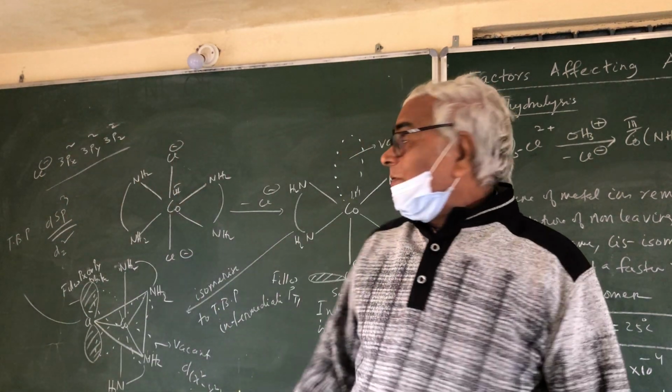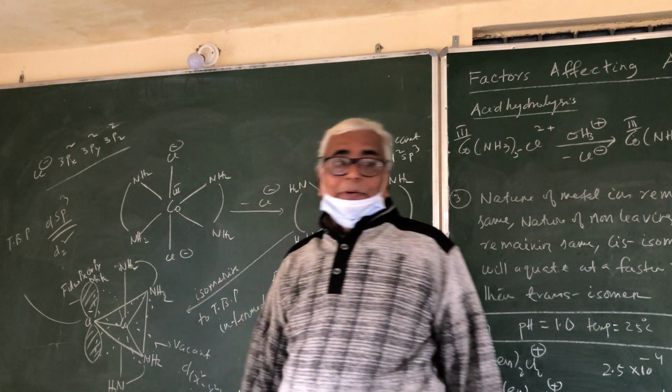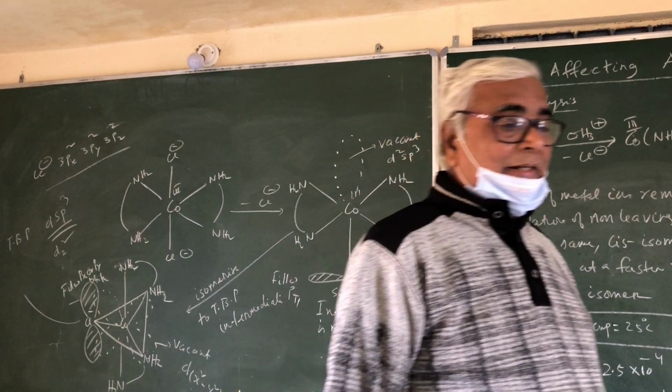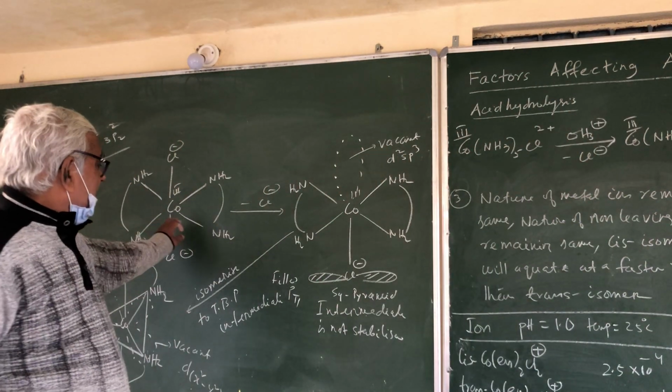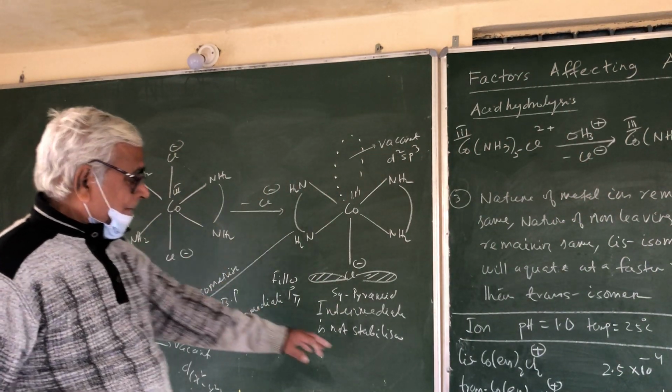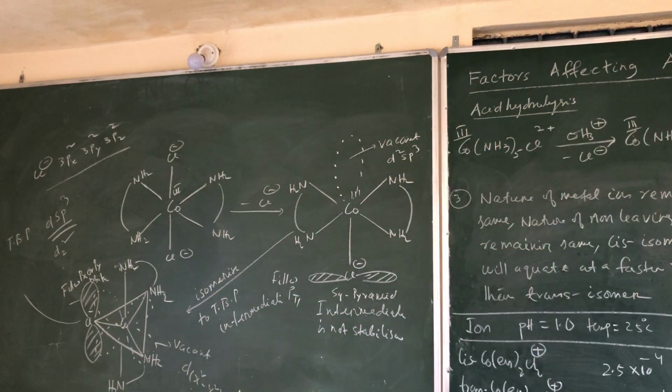But for isomerization, energy is required. From square pyramidal to trigonal bipyramidal intermediate, energy is required. Therefore, a trans isomer will react at a slower rate. Here the rate constant is decreased. Trans isomer reacts at a slower rate in comparison to this cis isomer.